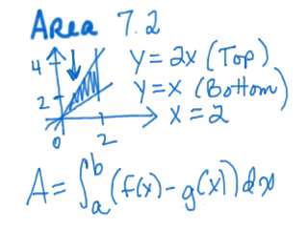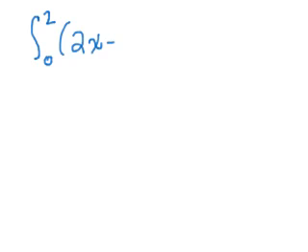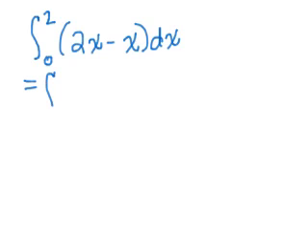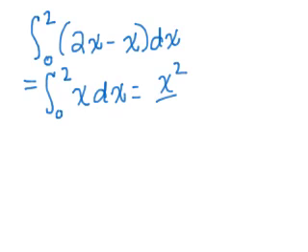Alright, so let's move to the next screen and we will solve the problem, and this will give us our area. So let's plug everything in. Everything is in terms of x at this point, so 0 to 2. And our top function was 2x, and we're going to subtract x and then integrate that. Before you integrate, we are going to reduce, so that just gives us an x dx, and that gives us x squared over 2 from 0 to 2.